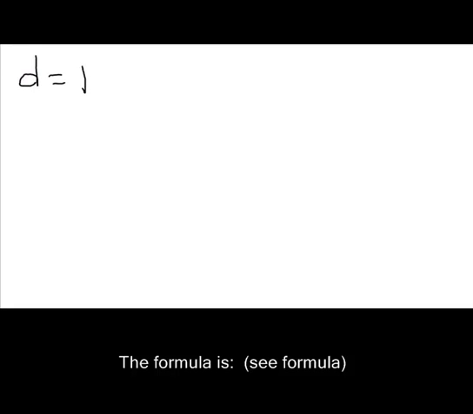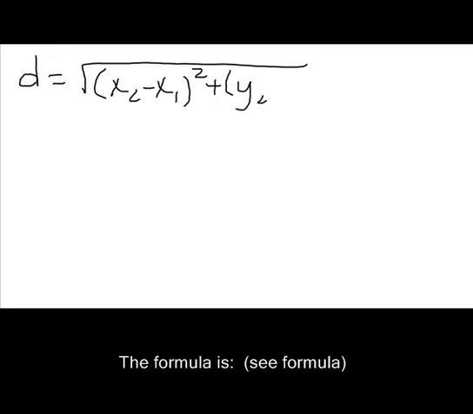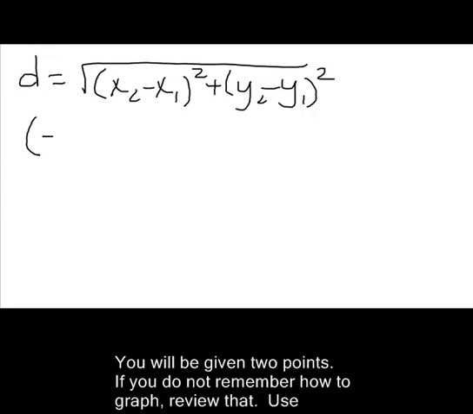We will look at the distance formula. The formula for distance is d equals, for distance, the square root of x sub 2 minus x sub 1 squared plus y sub 2 minus y sub 1 squared. You will be given 2 points. If you do not remember how to graph, you need to make sure that you go back and review that.